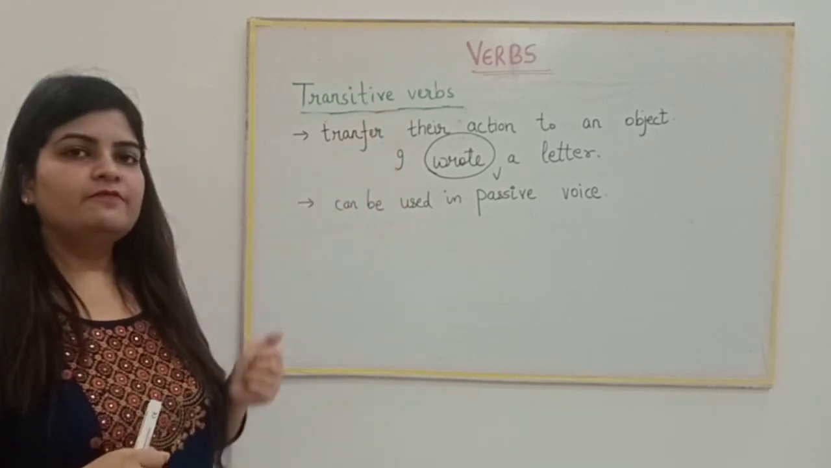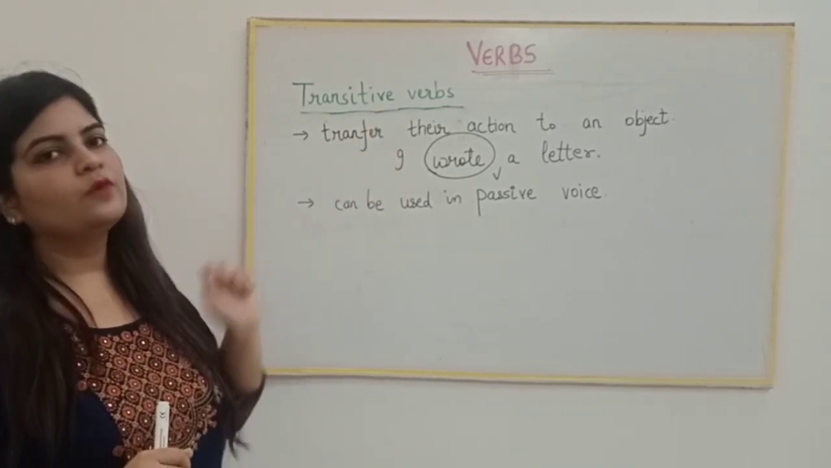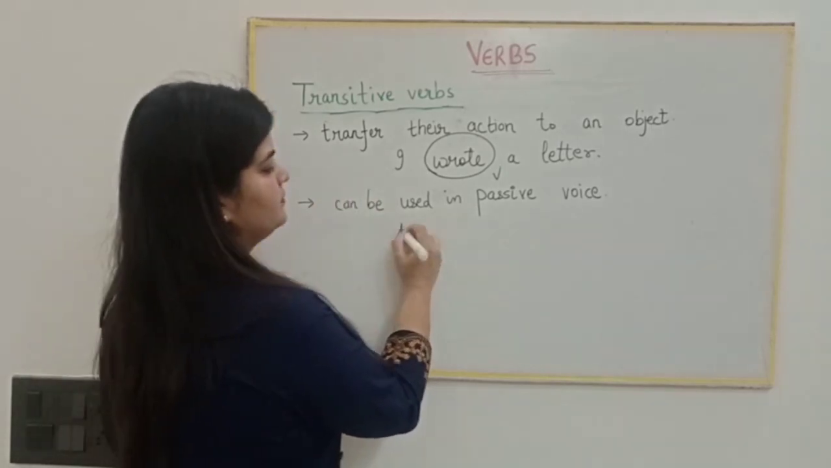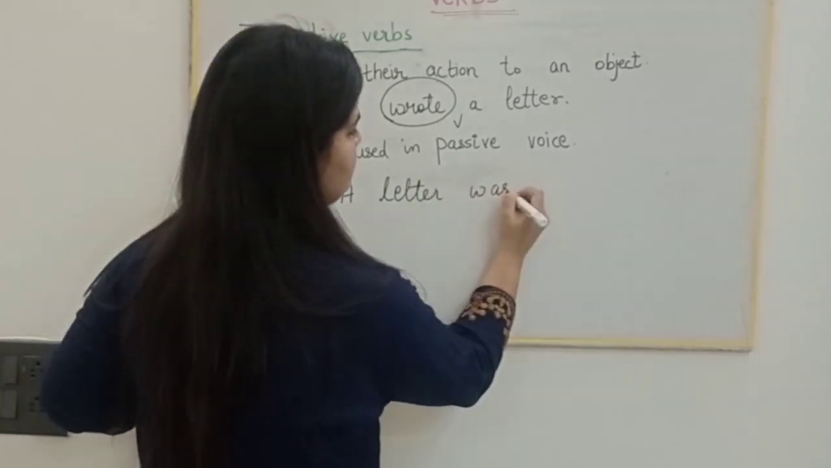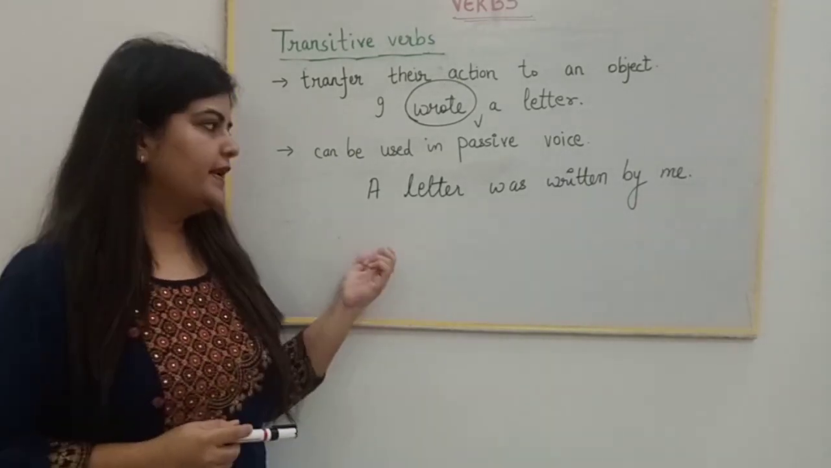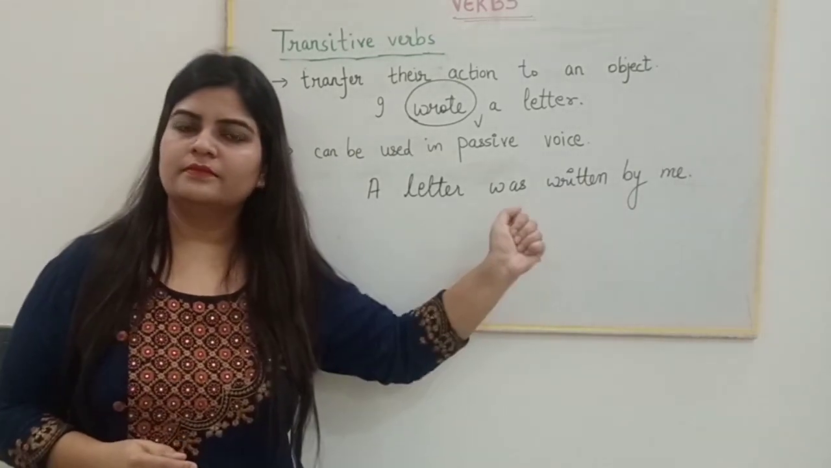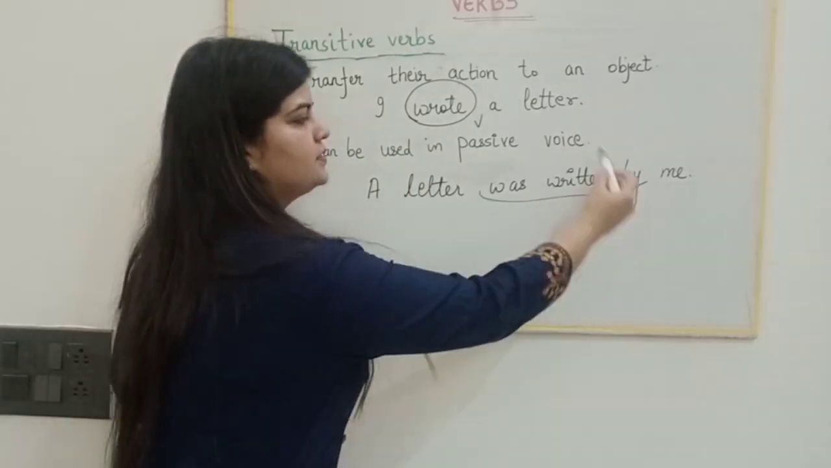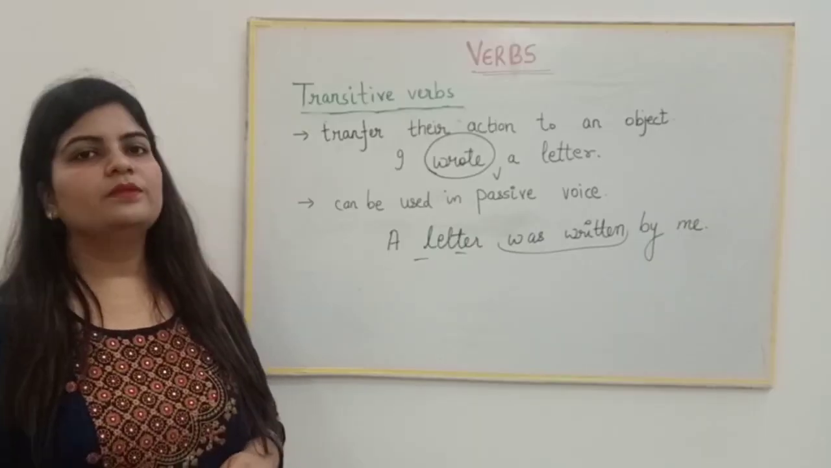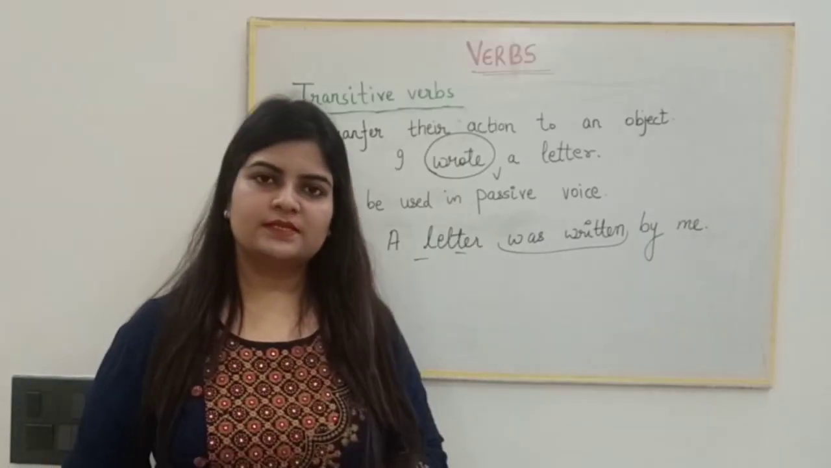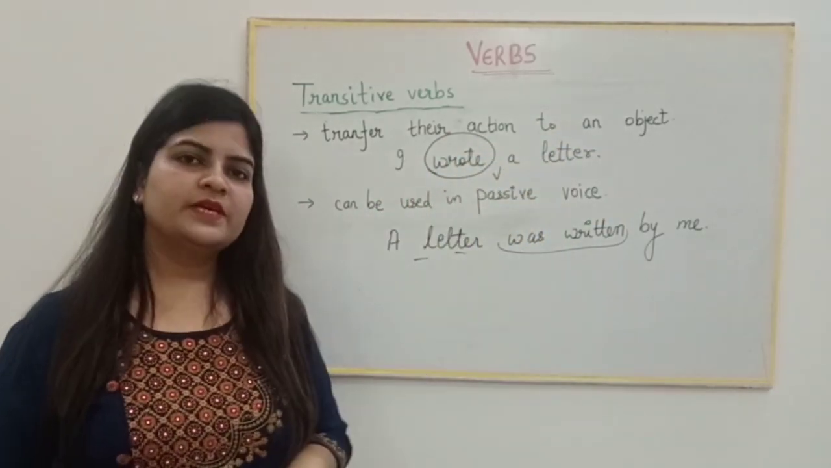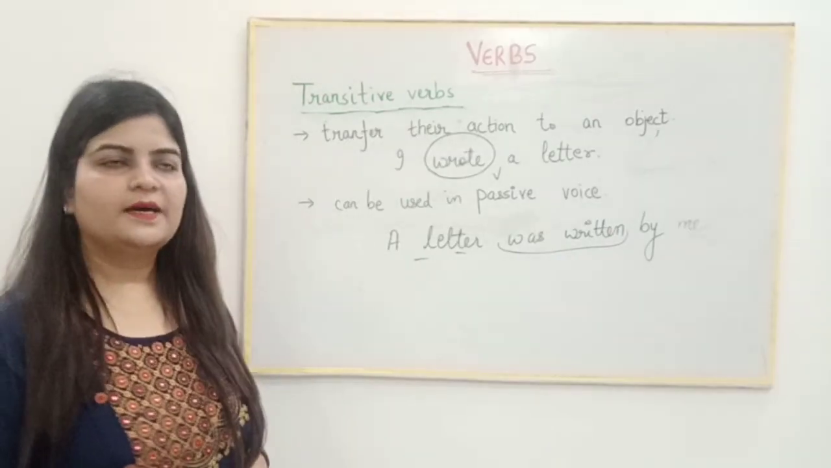Now these transitive verbs can be used in passive voice also. How? If I change this sentence into passive, the sentence will be: a letter was written by me. Now the verb is was written, and what has been written? Again a letter. Now there are two types of objects. As we have said that they transfer the action to the object, how many types of objects are there? Two, which are direct and indirect.